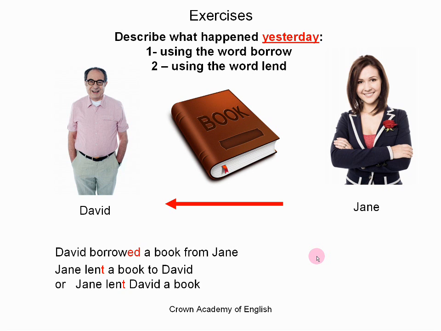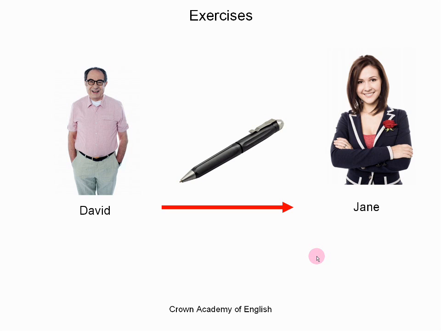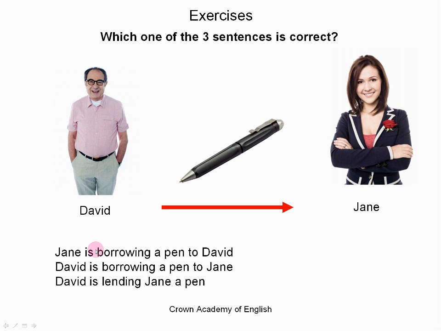And the last exercise is I'm going to give you 3 sentences and only one of them is correct. I want you to tell me which of the 3 sentences is right and which 2 are wrong. You have the choice between: Jane is borrowing a pen to David, or David is borrowing a pen to Jane, or David is lending Jane a pen. I'll give you 15 seconds for this. This is slightly longer, or you can just pause the video if you need longer than that.